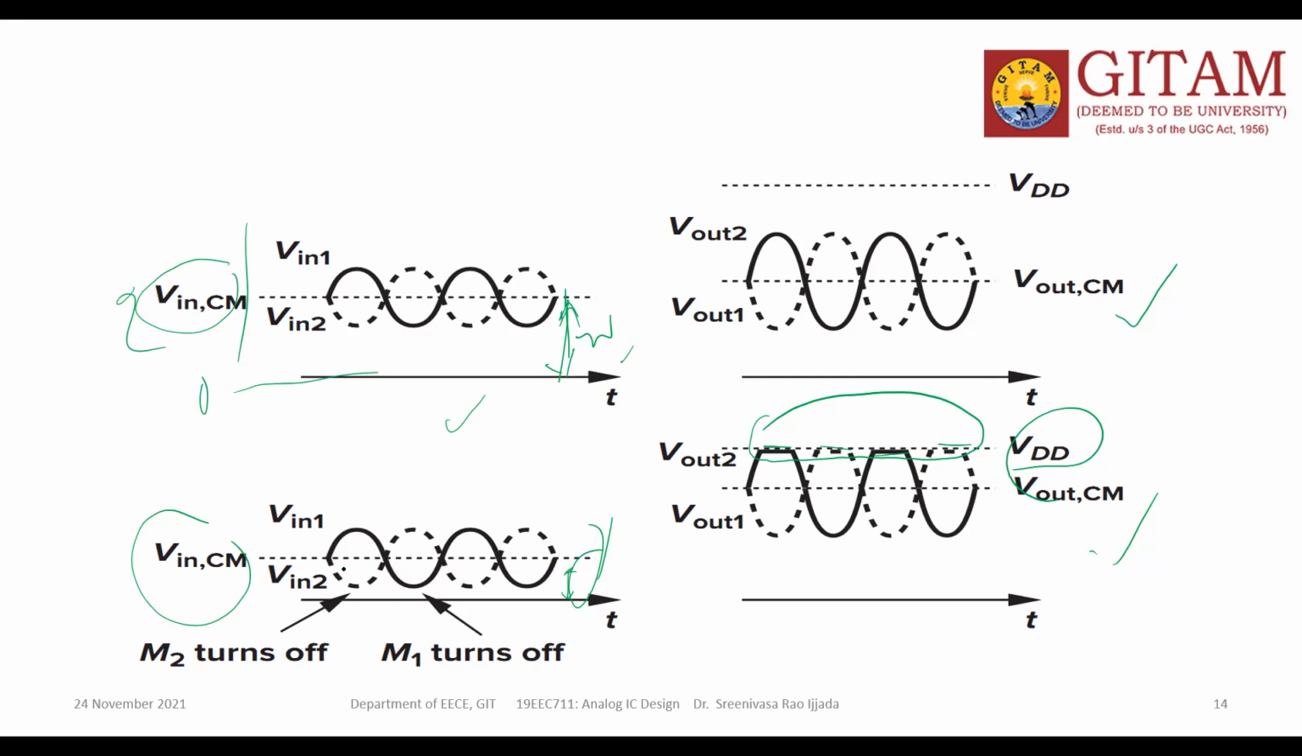See here, suppose it is V2, but it is negative, so your M2 is off. For negative it is off. Similarly, this is V1, which is also negative here. For the negative half cycle of the input signal, M1 is off. Again M2 is off, again M1 is off. You are applying a negative voltage to the gate of the NMOS.